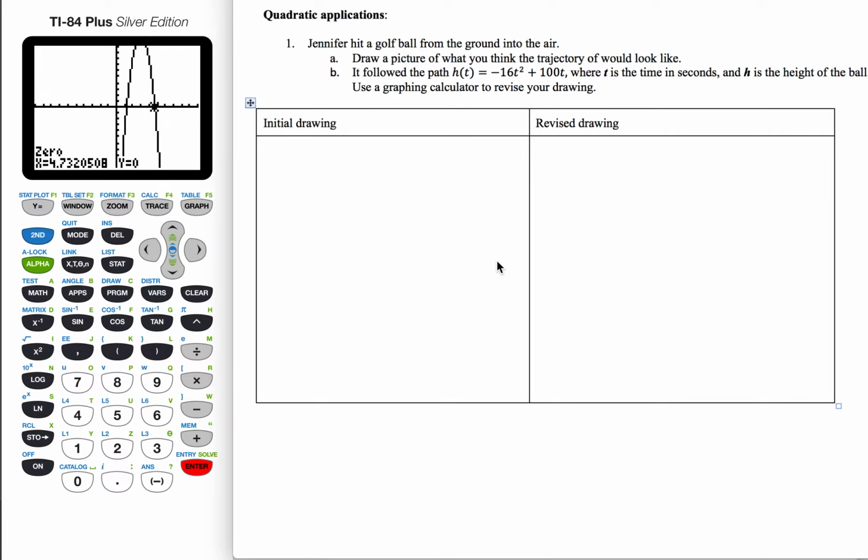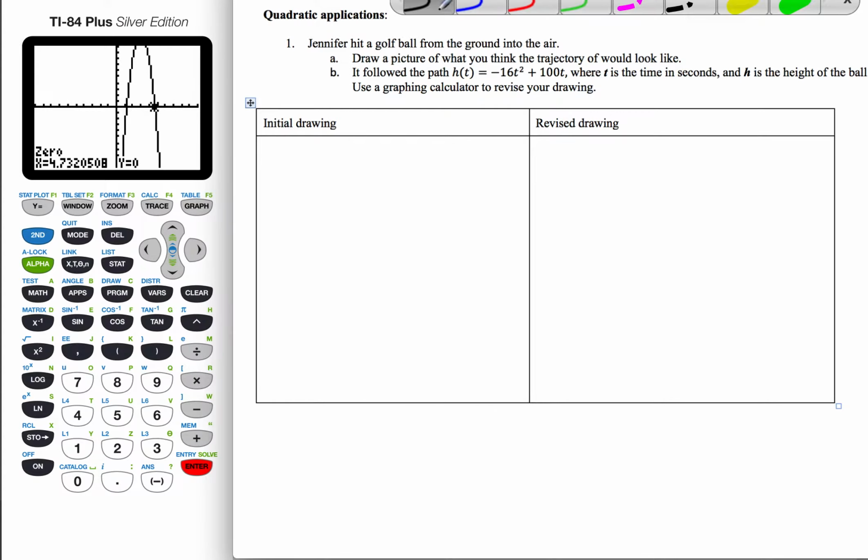All right, now we get into the word problems. So let's read this first one. Jennifer hit a golf ball from the ground into the air. Part A says, draw a picture of what you think the trajectory would look like.